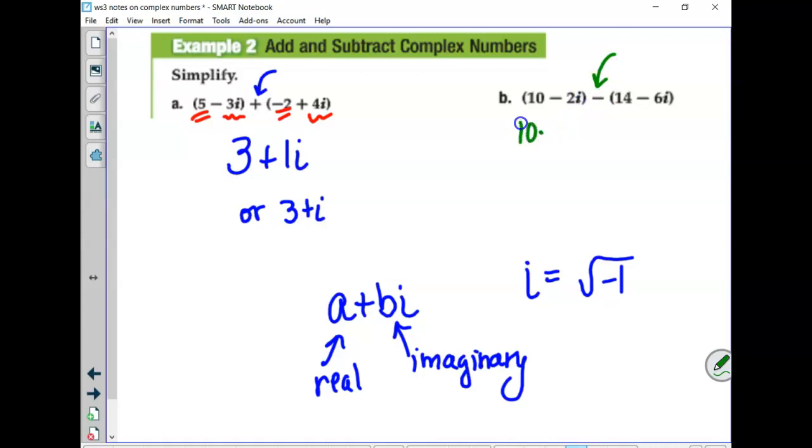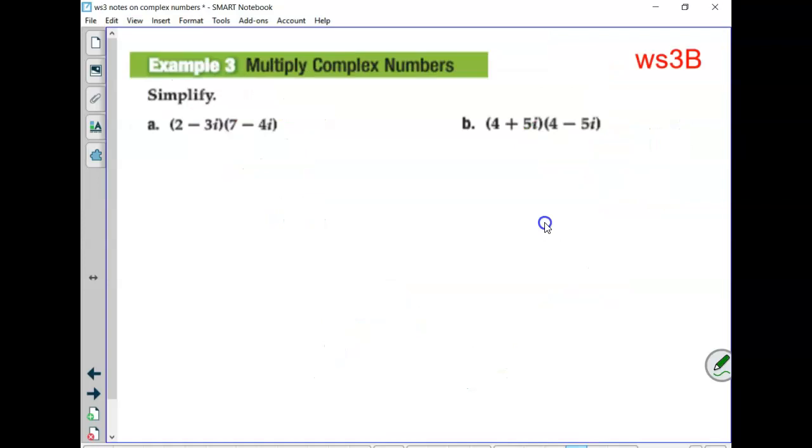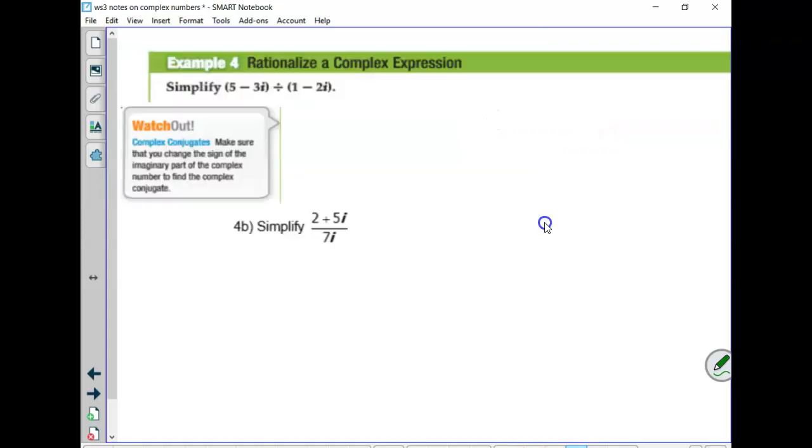Next question has a subtraction in the middle. So, again, just solve it as though it were a variable. So distribute the negative. Don't forget that that negative applies to both of those things. So now I combine the real parts and get -4, and the imaginary parts and get +4I. Everybody good?